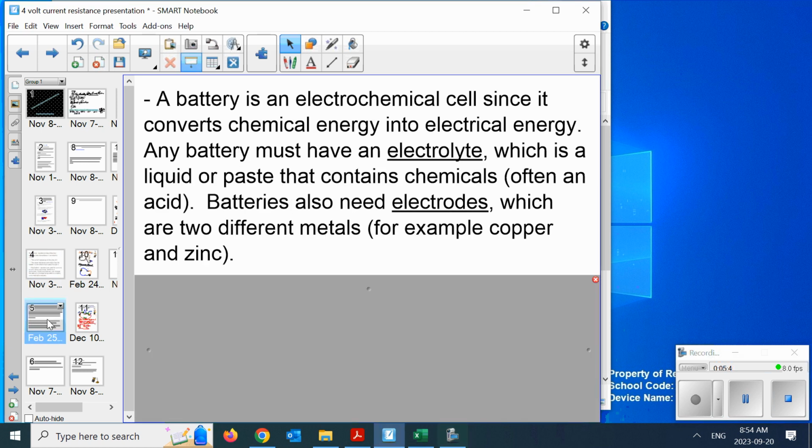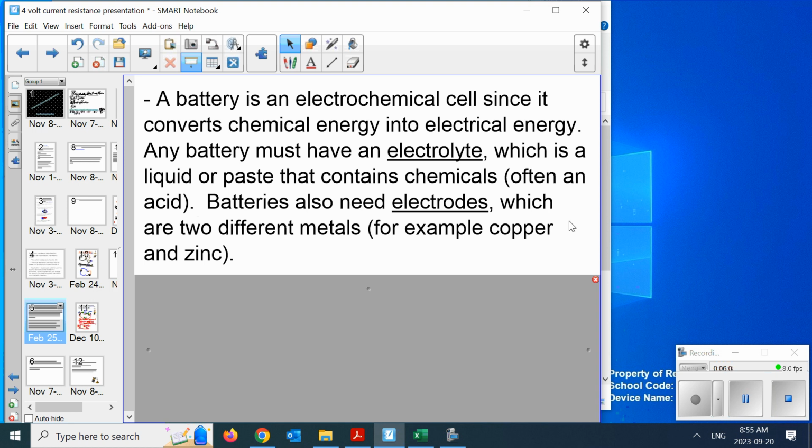We're going to get to a point where we need to do some activities. So if we were reading in the textbook, then we talk about just what is meant by a battery, and it's an electrochemical cell. Electricity, chemistry combined, chemicals to provide electrical energy. Any battery must have something called an electrolyte, which is a liquid or paste that contains chemicals, often an acid.